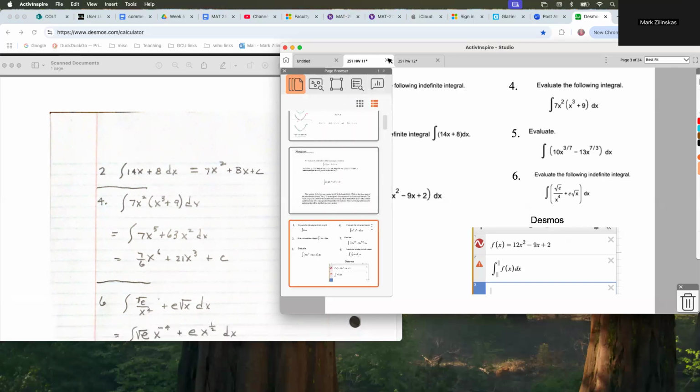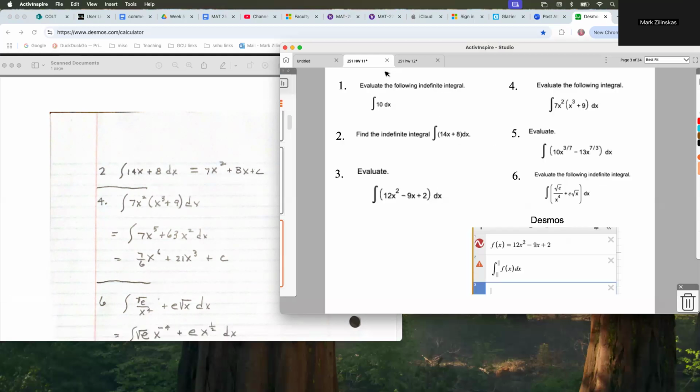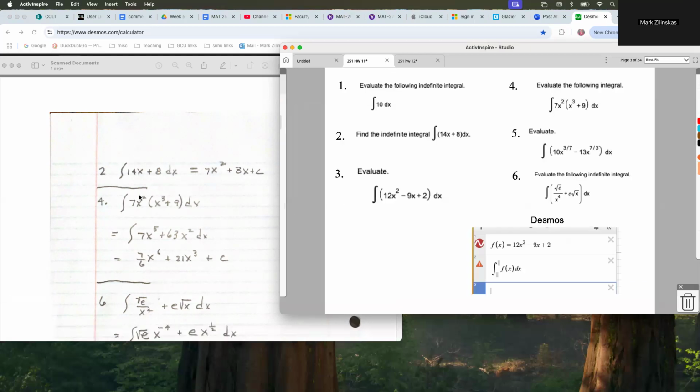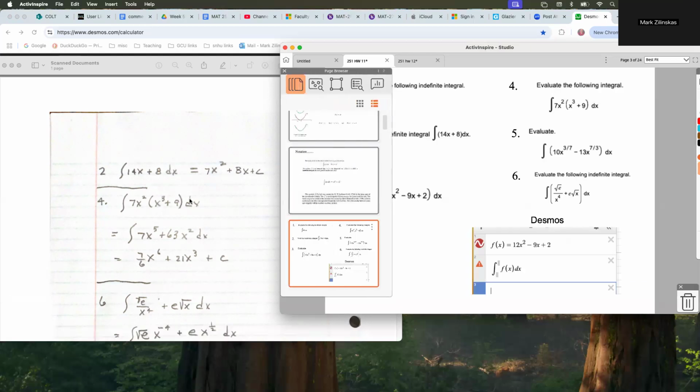So, this one's a pretty basic, straightforward one, number 2. Let me try to get rid of that, pin that back in there. I don't know why it's doing that. Okay. So we start with the antiderivative or the indefinite integral of 14x plus 8.